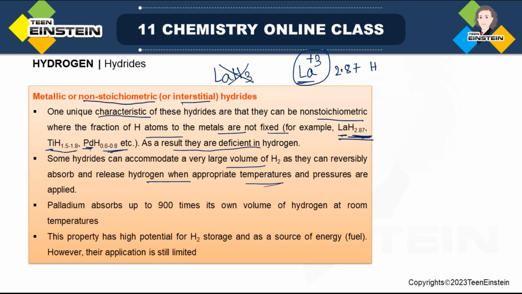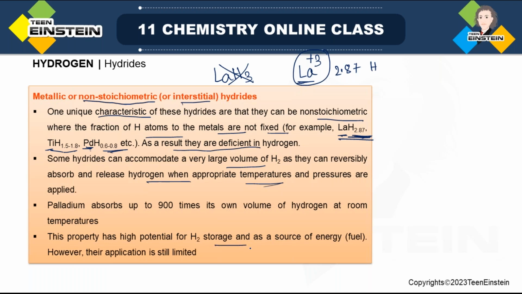For example, palladium can absorb 900 times its own volume of hydrogen at room temperature. So this is a very good example where you can understand how large the amount is compared to its own volume. It is 1:900, a very high number. This is just one example. It is also observed for other elements, mainly palladium and platinum. This property has high potential for H2 storage.